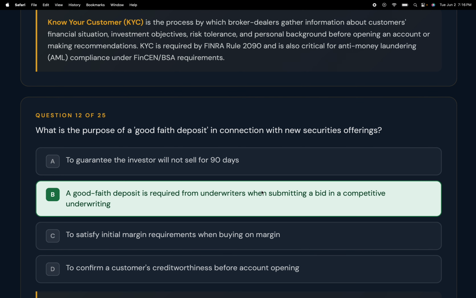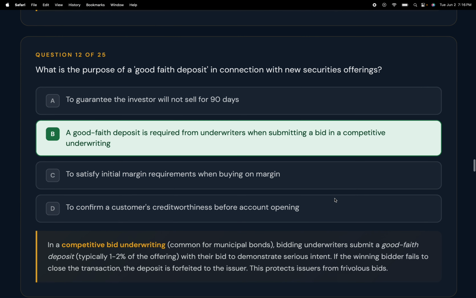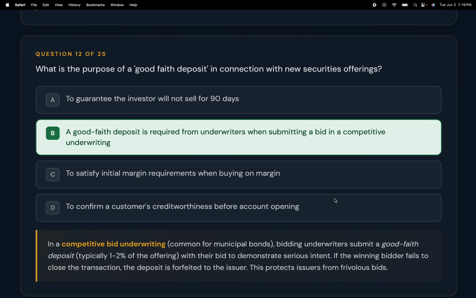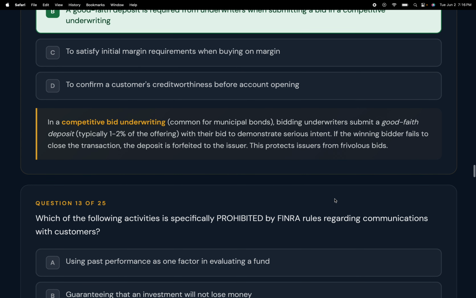Good faith deposit is required from underwriters when they submit a bid in competitive underwriting. Okay? It says right there, good faith equals good faith. Kind of common sense, right?